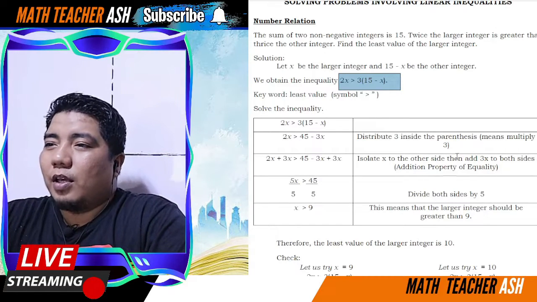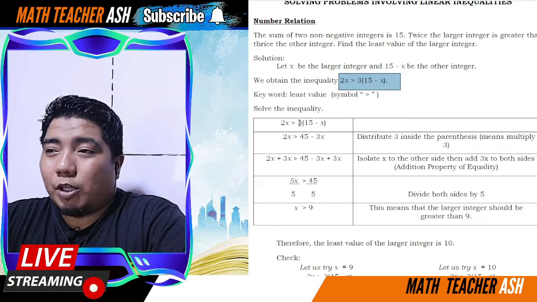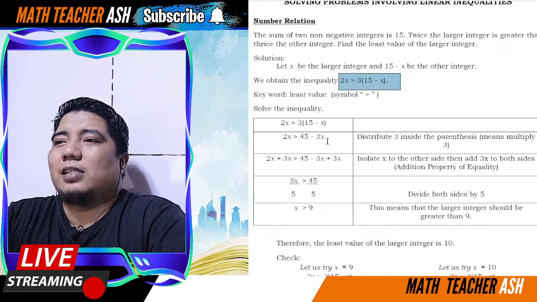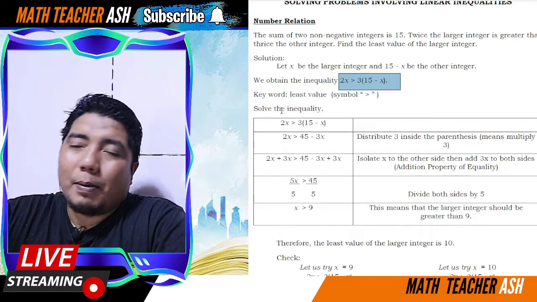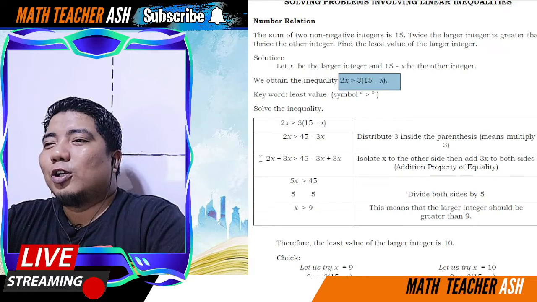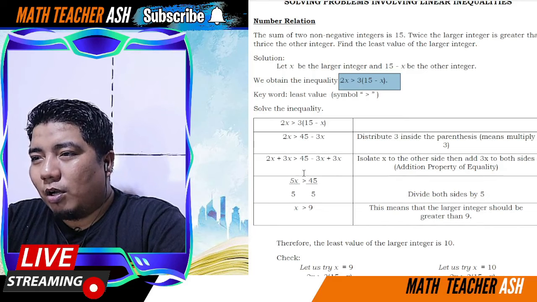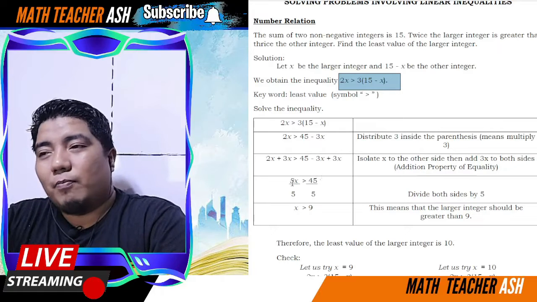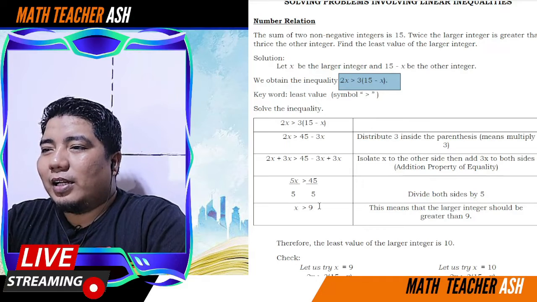So by solving, you bring down 2x greater than, then you apply the distributive property. So 3 times 15, that is 45. 3 times negative x, that is negative 3x. Then what you can do is combine like terms. So you have x here, move minus 3x to the other side and it becomes plus 3x. Alright. So 2x plus 3x becomes 5x. So you just bring down the symbol, you bring down the 45. Okay. So 5x is greater than 45. You divide both sides by 5 so that only x remains. So x is greater than 9.